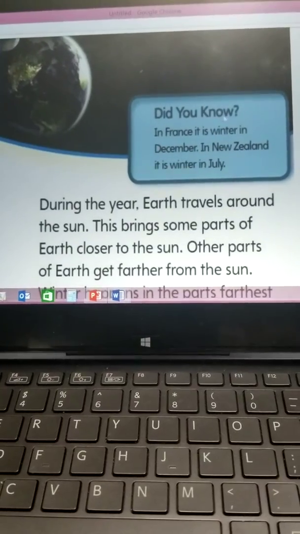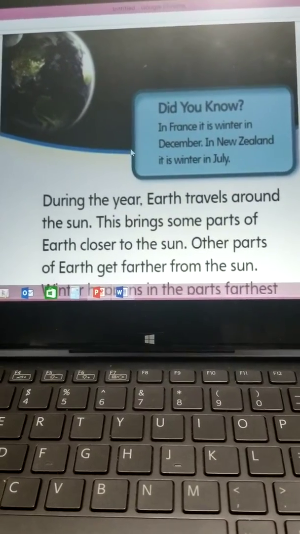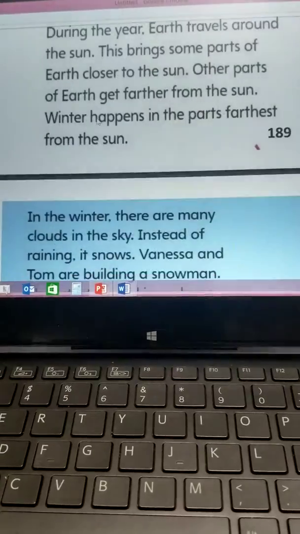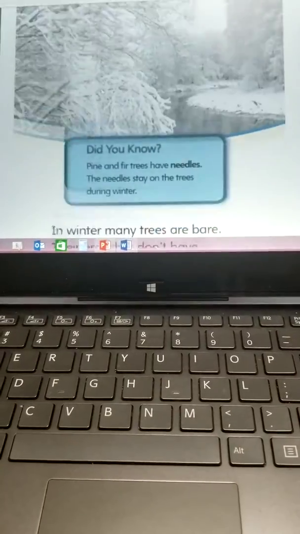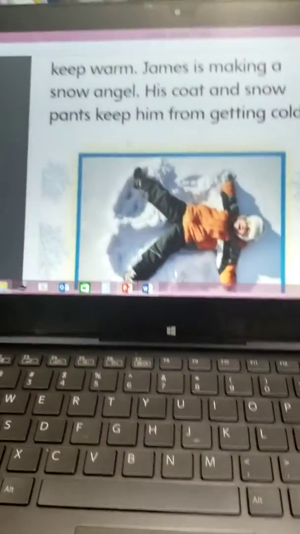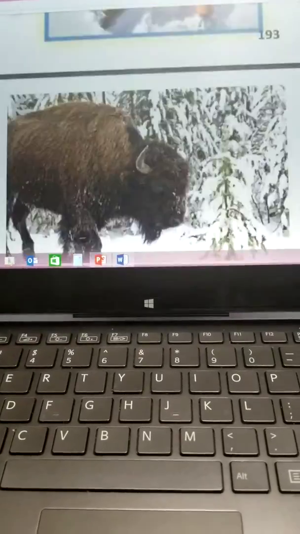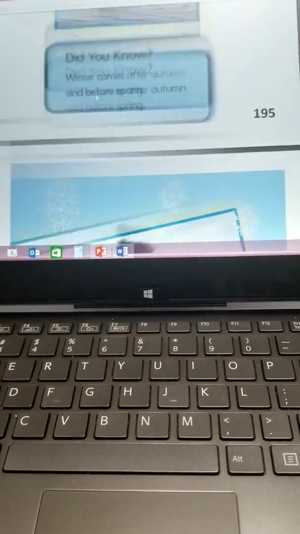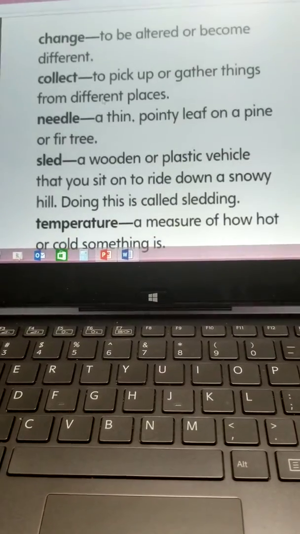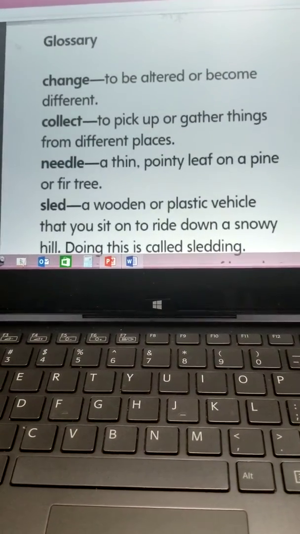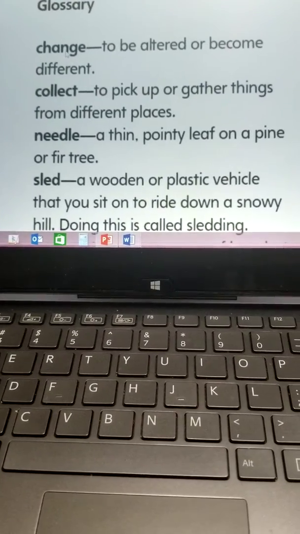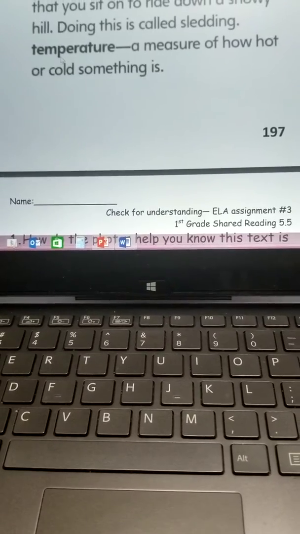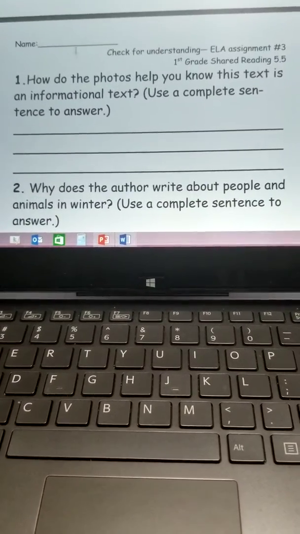So you're going to have your pictures. You're going to have text features, like these little bubbles that give you extra information about the pictures, captions. Okay, read the whole story. And then at the bottom, you're going to have a glossary. A glossary gives us the definition of some words that we may not know the meaning of in the story. That's the last page of the story. And then you have your questions.